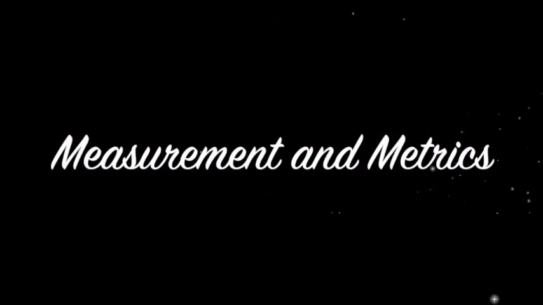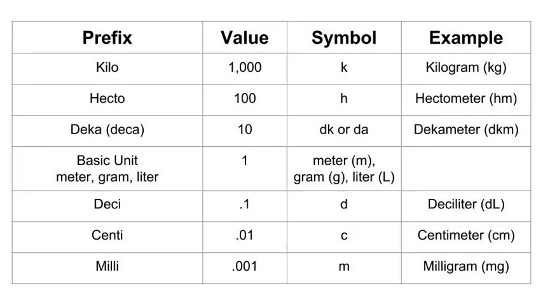Measurement in metrics. This table represents the prefixes and values associated with the metric system. Notice that each prefix and value also has a symbol, except for the basic unit, which represents meters, grams, and liters. So you add a prefix onto any of the basic units depending on what you're measuring.